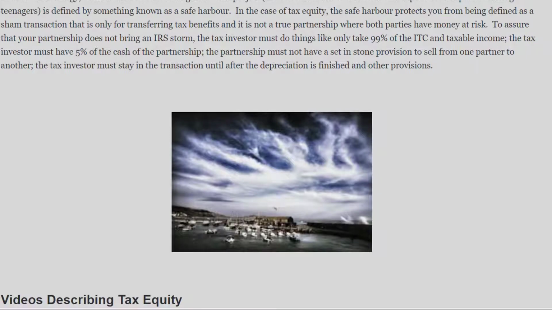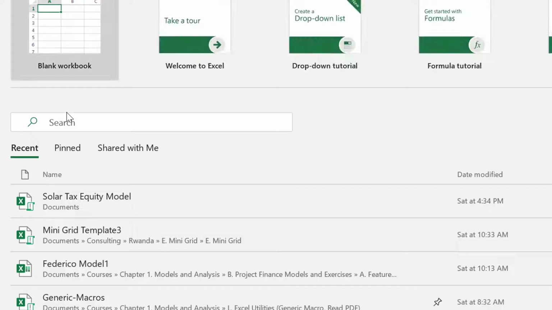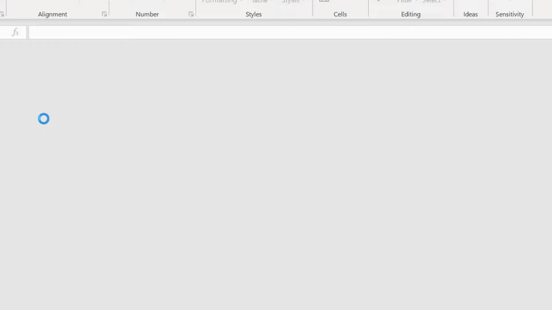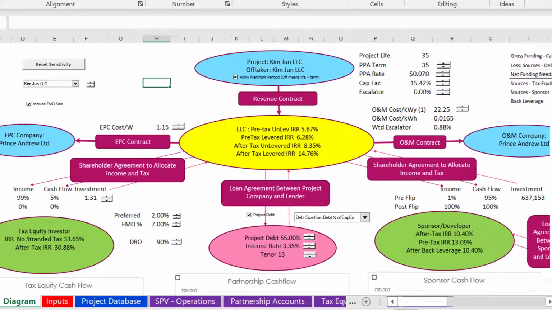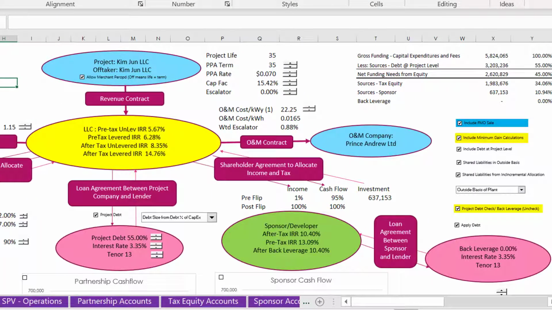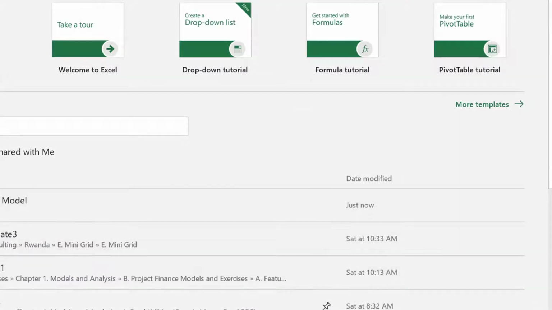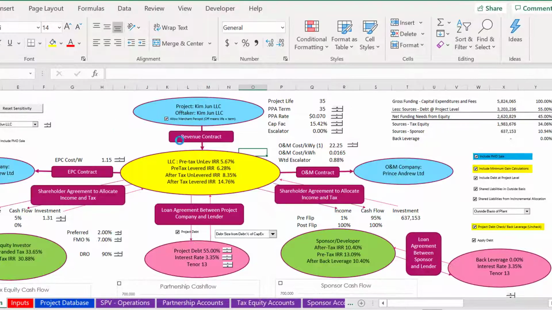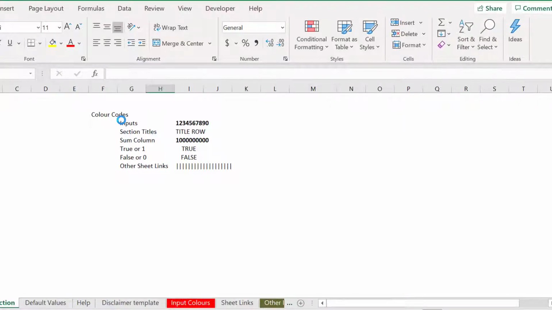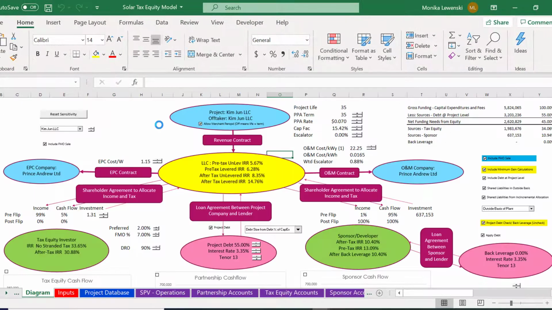Now, uh-oh, we're going to go to the model. And look, my generic tax macros were having a really bad week last week, and I put a new version up, and I wasted a lot of time on that. Okay, so this is where we left off.